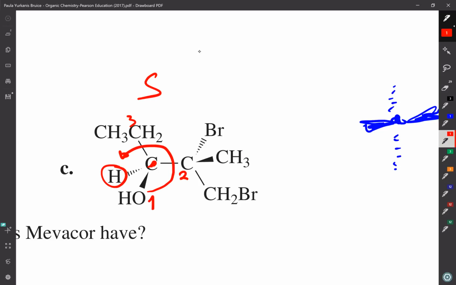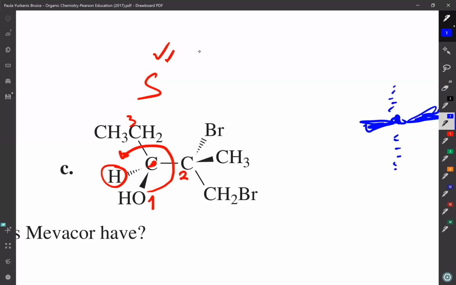Now, my priority number 4 is this one, the hydrogen. Question, is that hydrogen pointing towards me or away from me? In this case, the hydrogen is pointing away from me because it's on the dash. So the hydrogen is pointing in the right direction where it's supposed to be. So this will be maintained as S. Is that okay? That will be maintained as S.